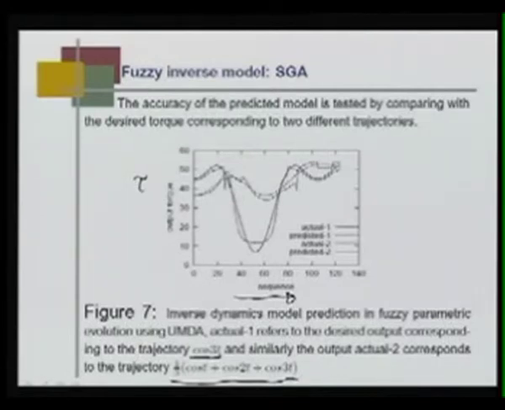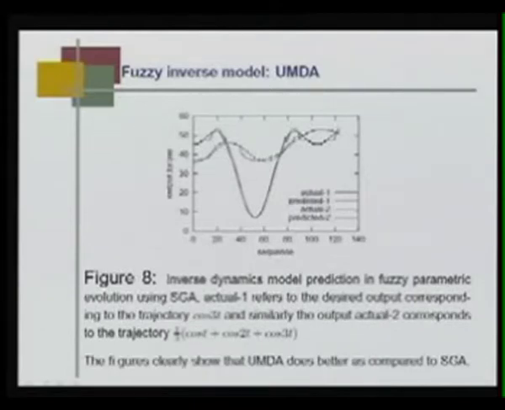So, there is certainly a discrepancy. This model learning is not good, but when you shift to the univariate marginal distribution algorithm, you can check that the prediction is much better here using univariate marginal distribution. Here also the prediction is much better.